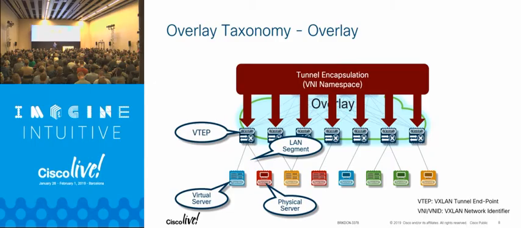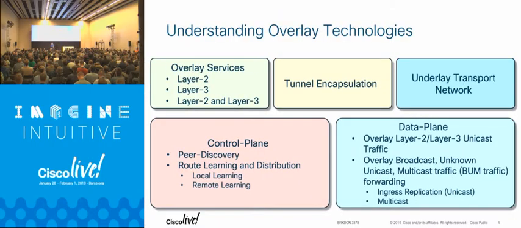Make sense? Everyone fine? Next piece of the puzzle here. There are 5 distinct components in an overlay network. And they are at different areas of the functional components of an edge device or of the network itself.